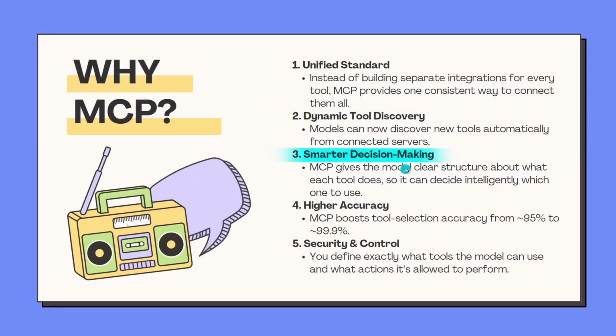Smarter decision making. MCP gives the model clear structure about what each tool does, so it can decide intelligently which one to use. And MCP has a great prompt structure provided by top engineers. Also, it's iterated all the time, it's tested, and so on. However, if you use your AI agent alone, you just rely on the prompt you created.